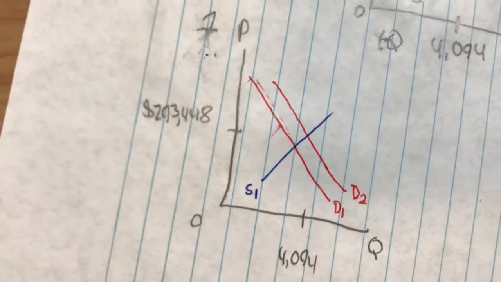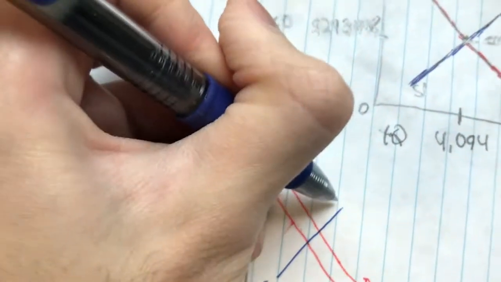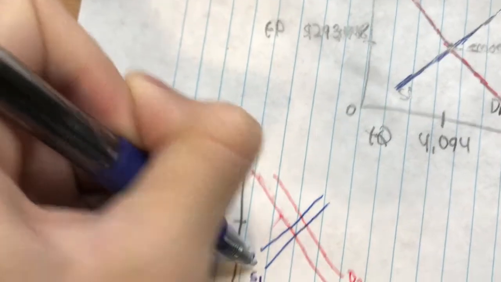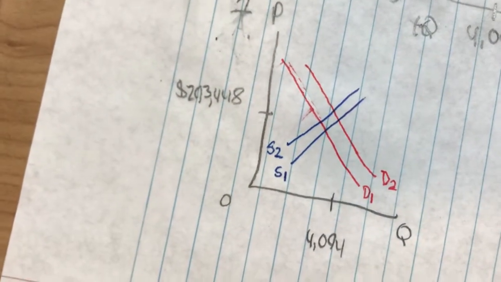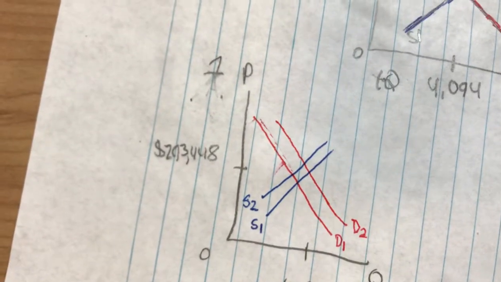However, the supply curve will shift to the left, due to housing becoming more expensive and fewer houses being available in the market.